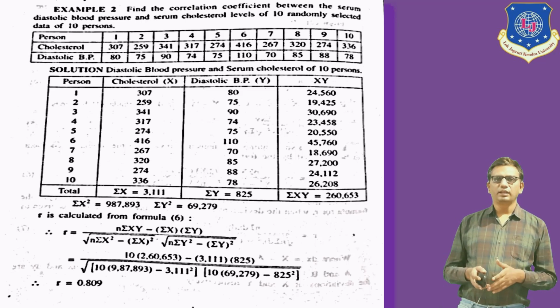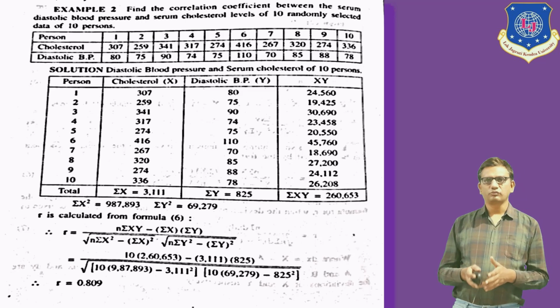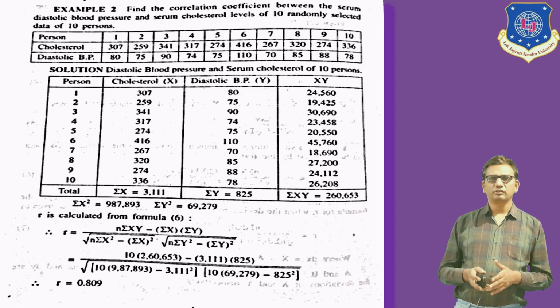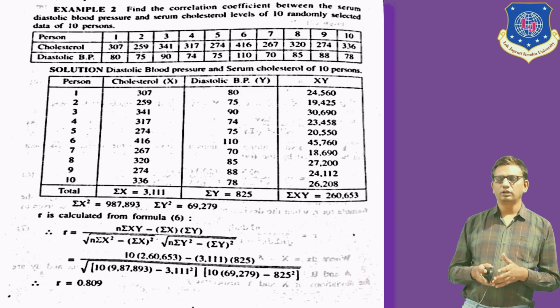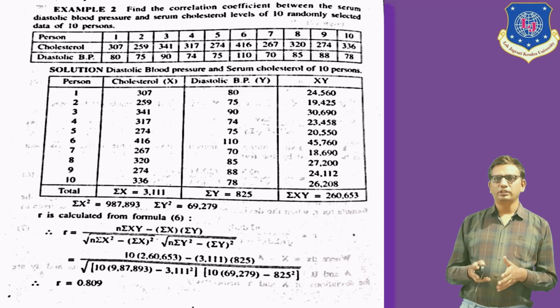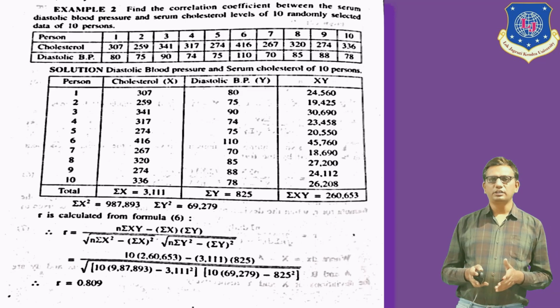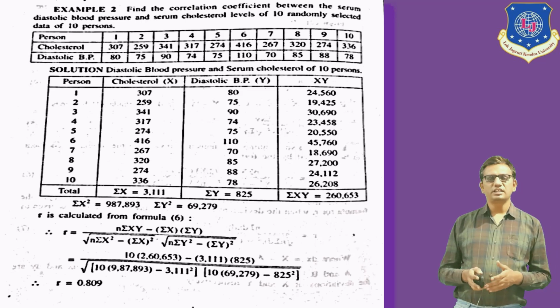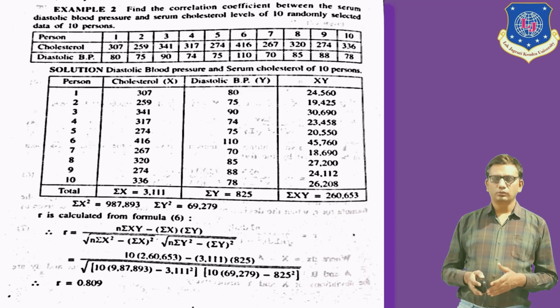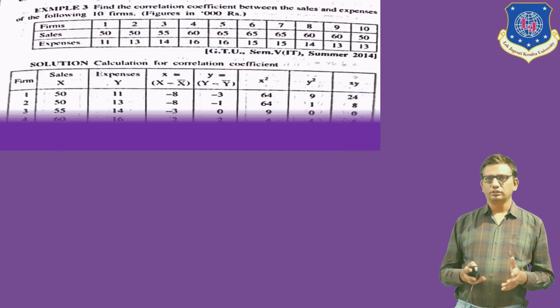And now we will apply the Karl Pearson formula. This is also the Karl Pearson formula, a simplification of the above formula, and after putting in the values we get the R value as 0.80. That means the data is very strongly correlated. That means when cholesterol is increasing, the blood pressure also increases. That is the concept of our example.